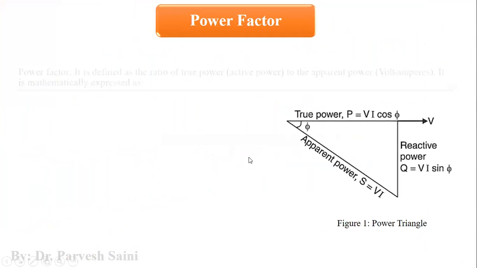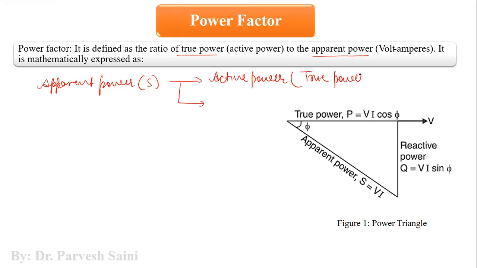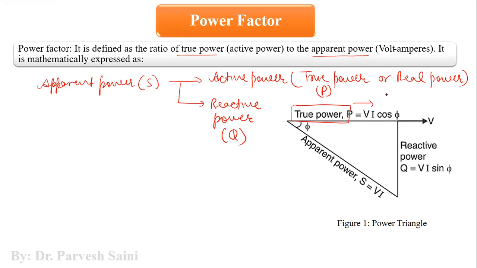What is power factor? Power factor is basically the ratio of true power to the apparent power. Now, as we all know, the apparent power, which is denoted by S, has two components. One is the active power, which is also known as true power or real power, and it is denoted by P. And the second component is reactive power, which is denoted by Q. Now, the true power is the power which is actually used. However, the reactive power is that power which is stored and not used.